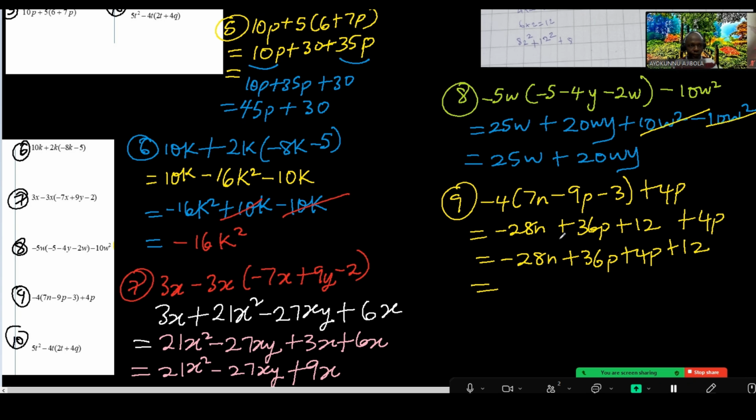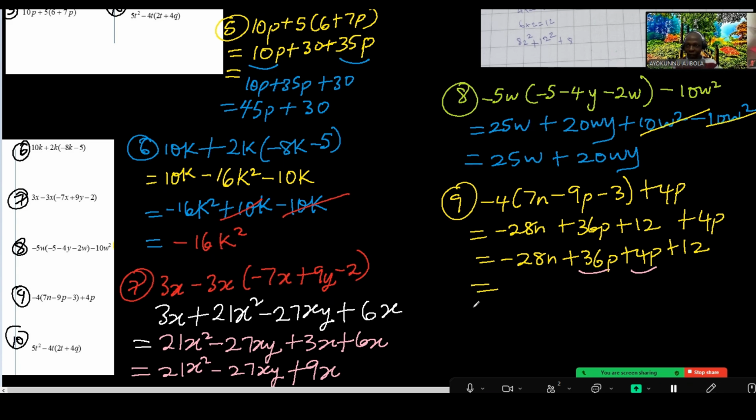Is that correct? You're muted, so you just answered and I didn't hear you. Unmute yourself and answer me. 36p plus 4p is 40p. Is that correct? I don't know. How don't you know? 36 plus 4 is 40. Is that correct? What was that question again? 36 plus 4 is 40. Is that correct? I don't do calculators in my head, so I don't know.